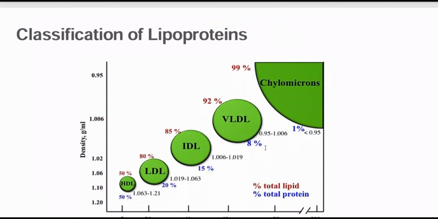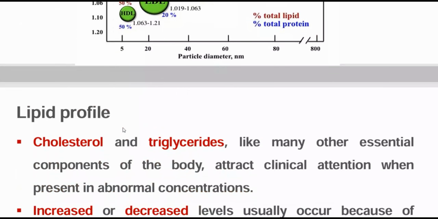Now these are the classifications as per the density level. Higher is the chylomicron, lower is the HDL cholesterol. Now, lipid profile. What is the meaning of lipid profile? It consists of the cholesterol, triglycerols, as well as the LDL and HDL cholesterol. So how much amount is present in the body or blood can be determined through the lipid profile.